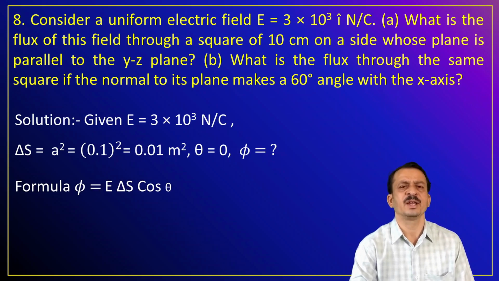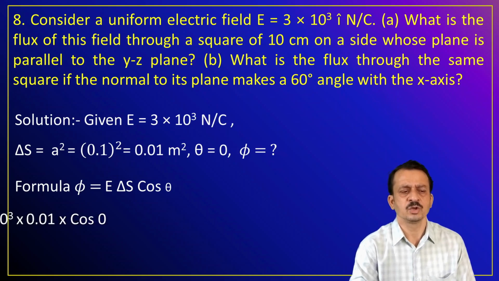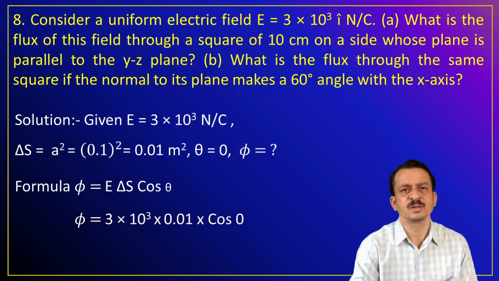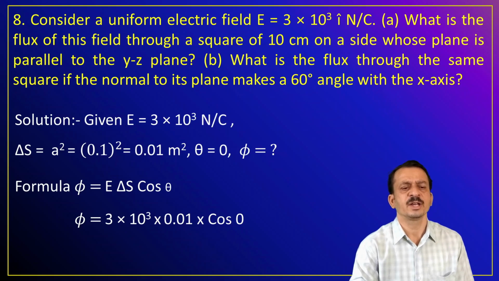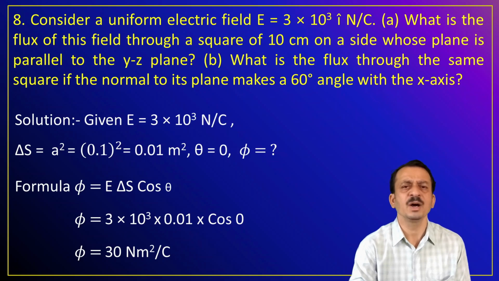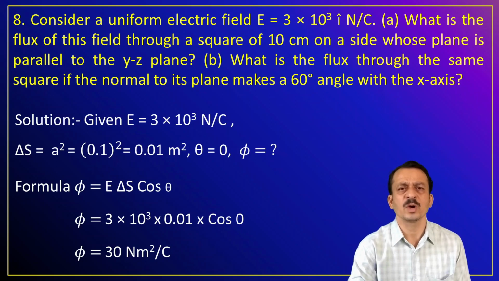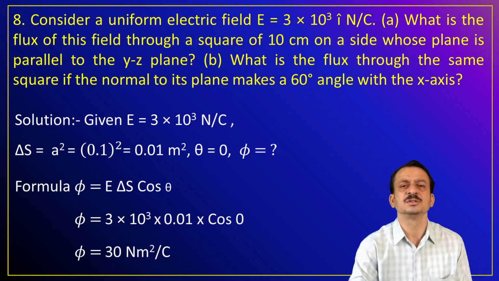And flux is given by E into delta S cos theta. Substituting the values, E is 3 into 10 to the power of 3. Now area is 0.01. Cos 0 is 1. Therefore, the flux is 30 Newton meter square per Coulomb. Now this is the flux whenever the plane is held in the YZ plane. It is the part 1.